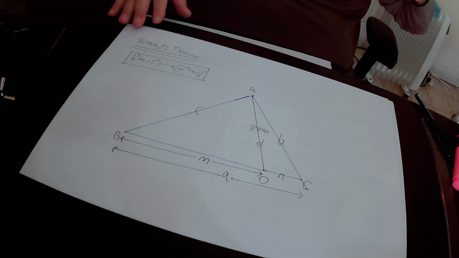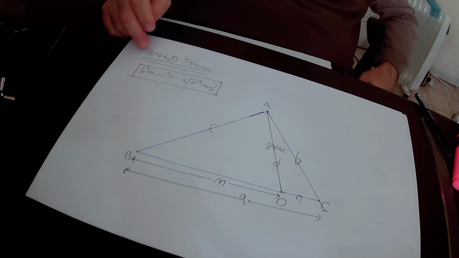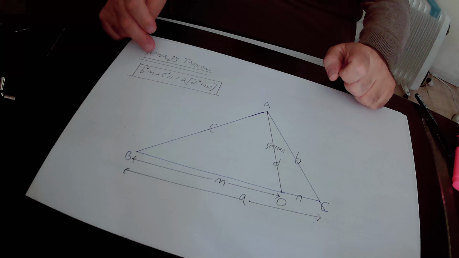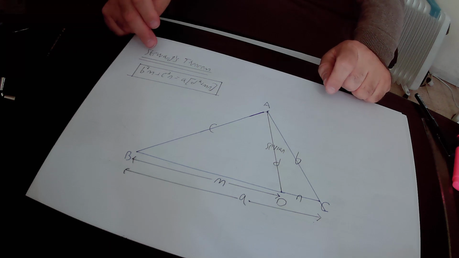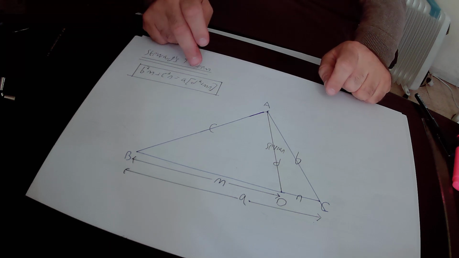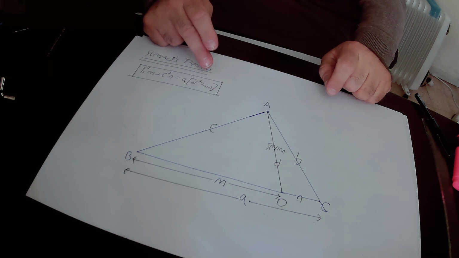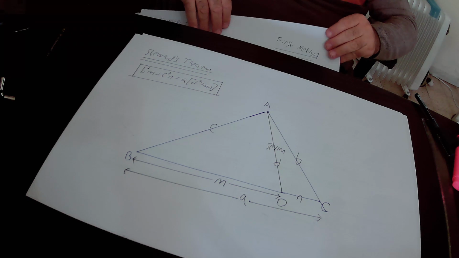And we have to prove that this equation is true, that B square M plus C square N equals A D square plus M times N. Okay?